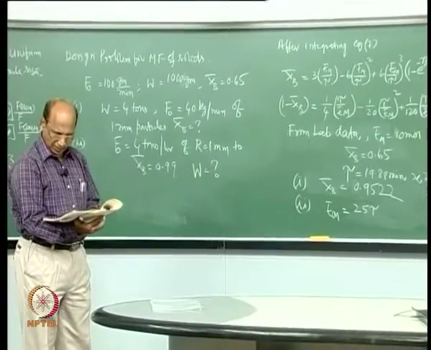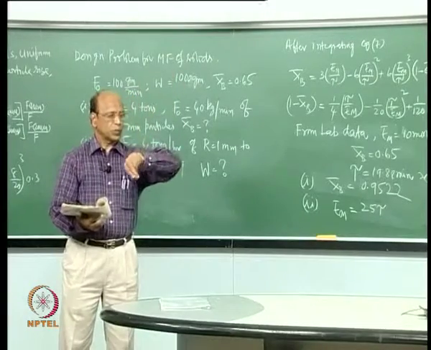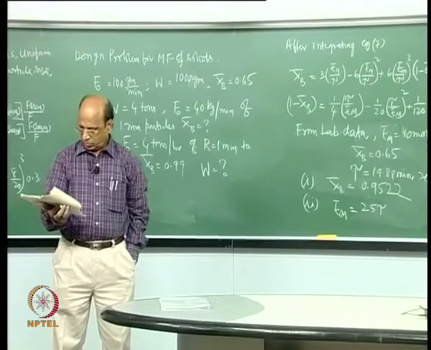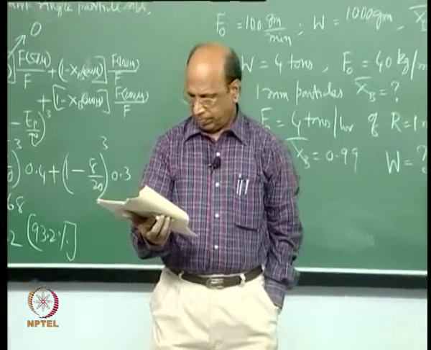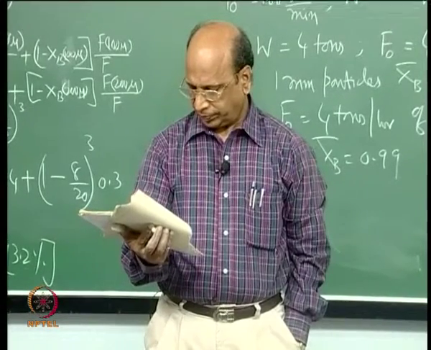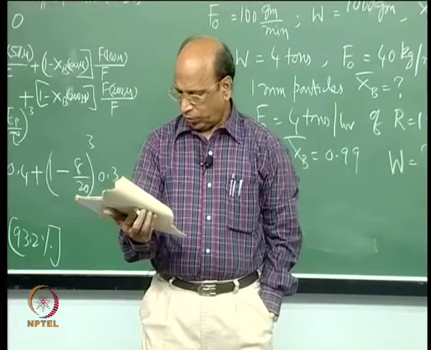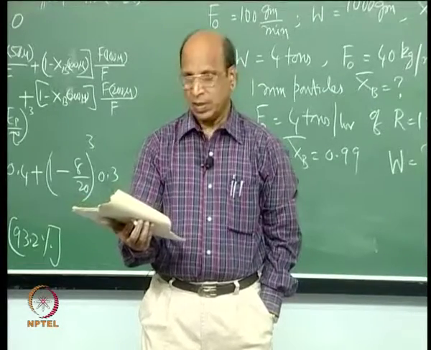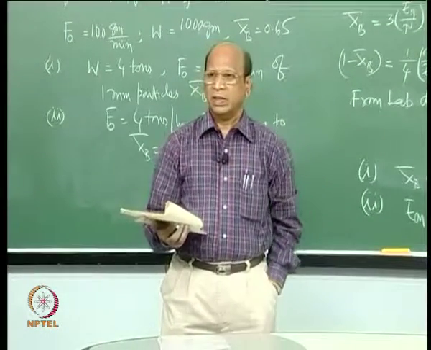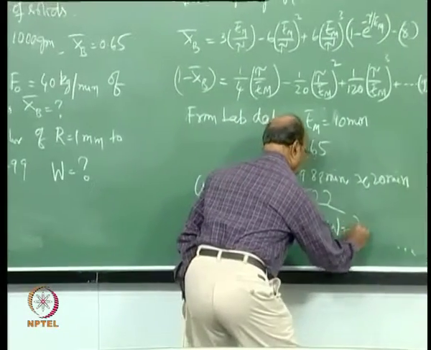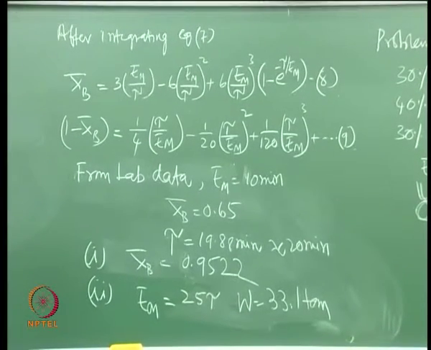What is W if you take that answer? We calculate again. Tau means 25 into 20, right? 500. Yes. 33.1 ton, with very slight variation this way or that way. Okay. So, W equals 33.1 tons. And now you can imagine, how do you put this 33.1 ton in the reactor?